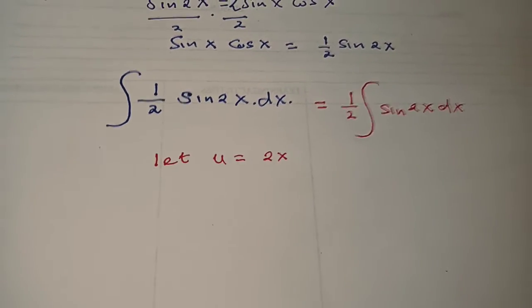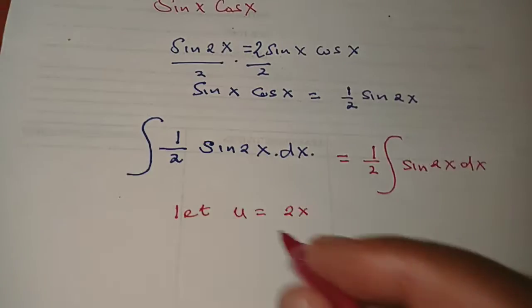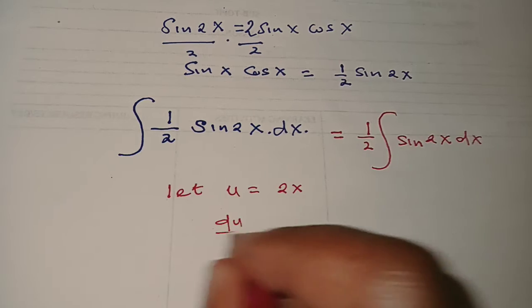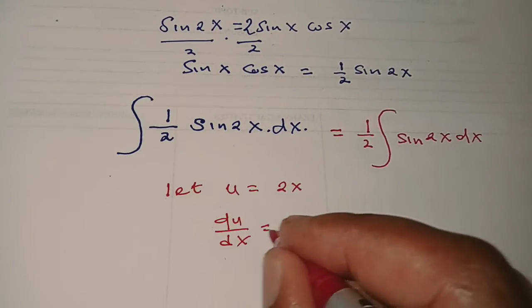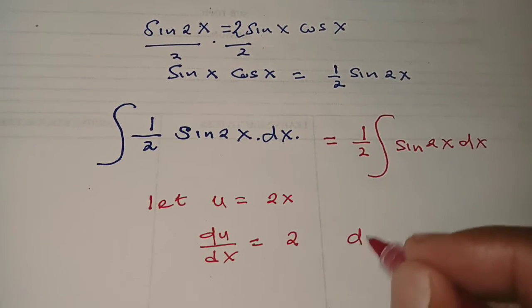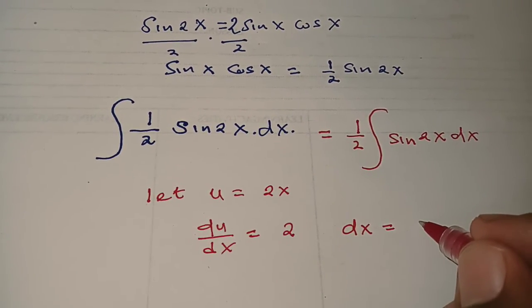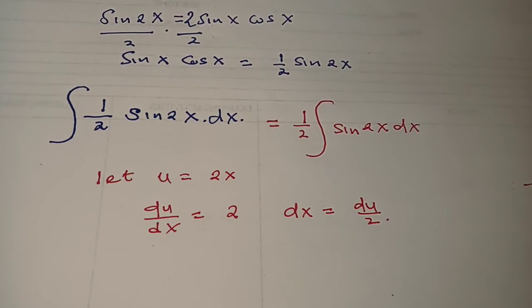Let u be equal to 2x. So I want to get my du dx here. So du dx is equal to 2. So in other words, my dx is the same as du over 2. Okay, that makes sense.